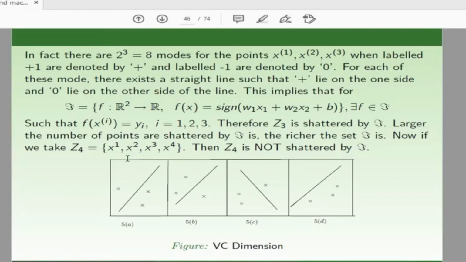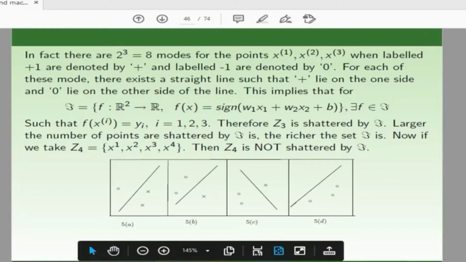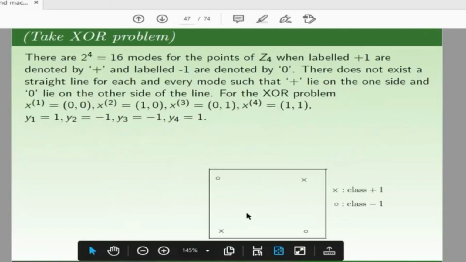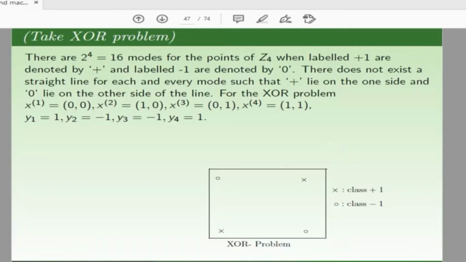Okay. Now, suppose I take 4 points, and I take again the family of hyperplanes, then you can see that is not going to happen. Suppose I take these 2 points here and these 2 points here. In this case, you cannot classify by a hyperplane, and therefore this set of 4 points cannot be shattered by the family of hyperplanes. That means some sets can be shattered and some sets cannot be shattered.